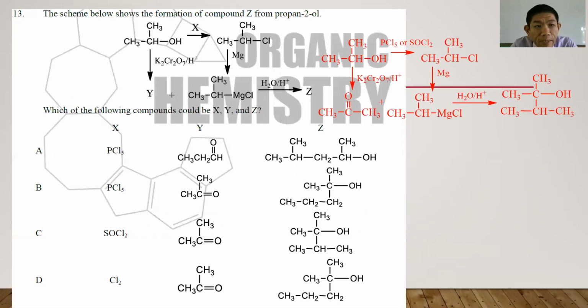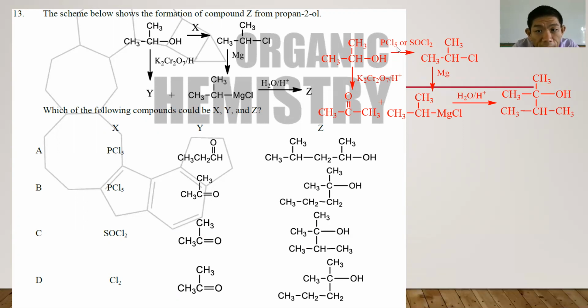Then we go to number 13. The scheme below shows the formation of compound Z from propan-2-ol. So this is the reaction scheme. Which of the following could be X, Y, Z? In here, I also illustrated the diagram for you so that you can see clearly what happened to each of the reagents and conditions used.